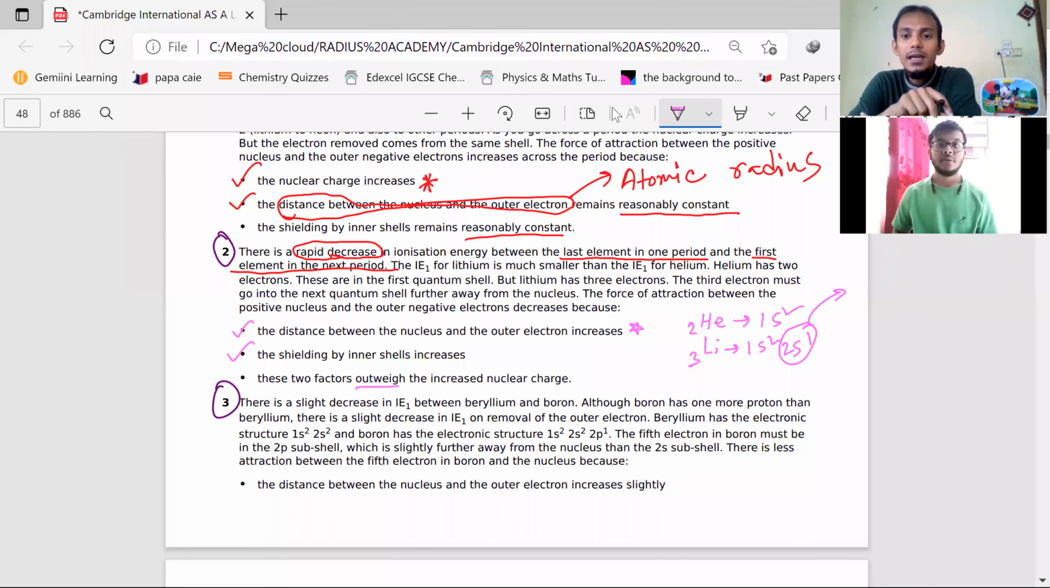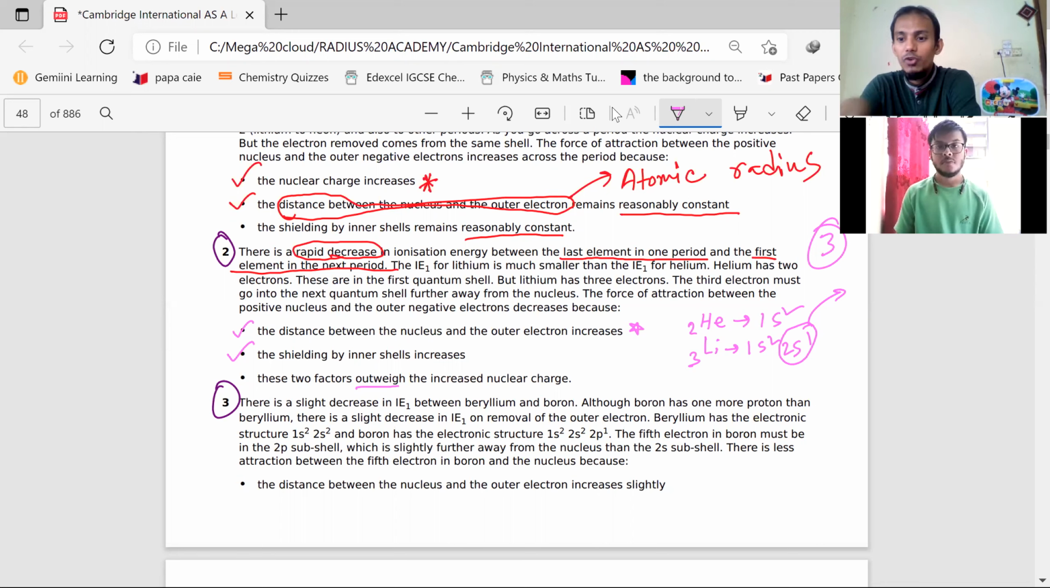Even though lithium has one more proton than helium, or you can write even though the nuclear charge of lithium is higher than helium, the distance between the nucleus and the outer shell electron of lithium is more, so the ionization energy is less, and lithium will get shielding by the 1s2 electrons. Okay? So these two factors outweigh the increased nuclear charge. So that is your answer for 3 marks. They will ask you for 3 marks.